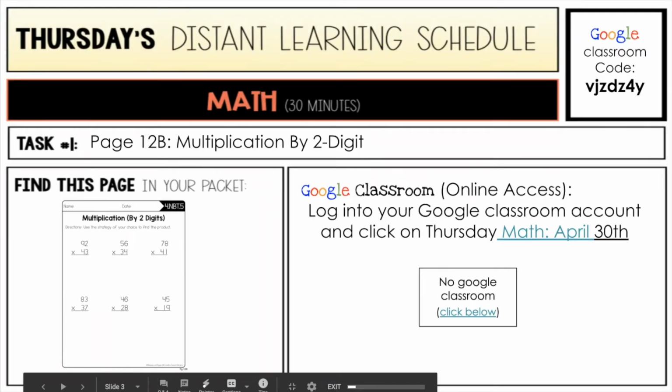All right, so for today's task, we're going to be doing multiplication by 2-digit. When it says by 2 digits, it's literally what you think. A digit is a number, 1 to 9, so 2-digit means you have 2 numbers from 1 to 9, which would mean these numbers are in the tens place. So as you see, you're going to have 92 times 43, 2 numbers that are 2-digit numbers.